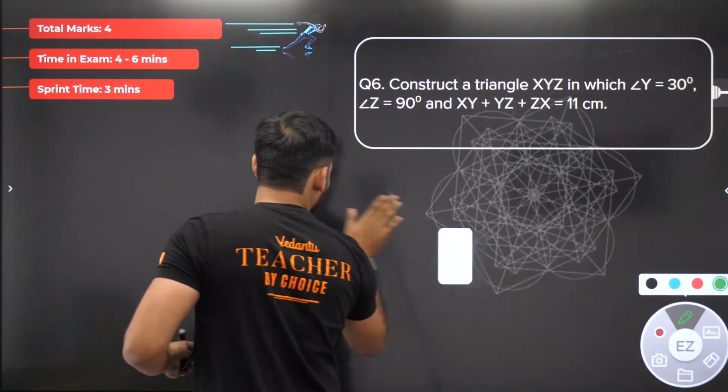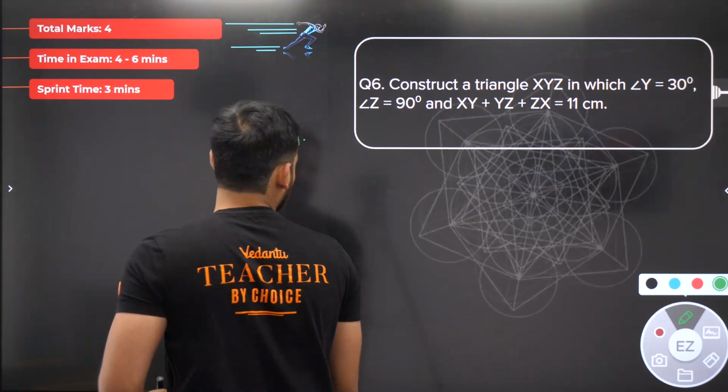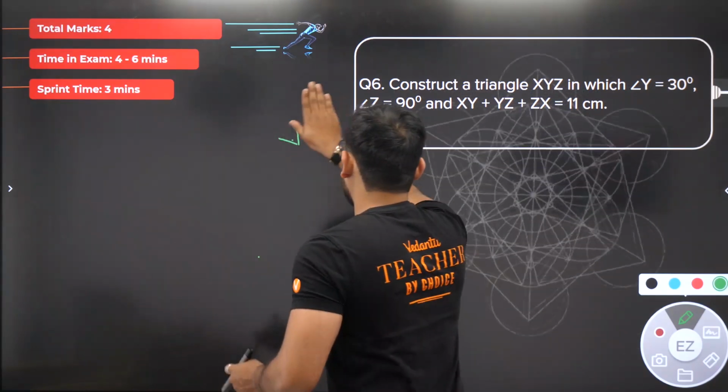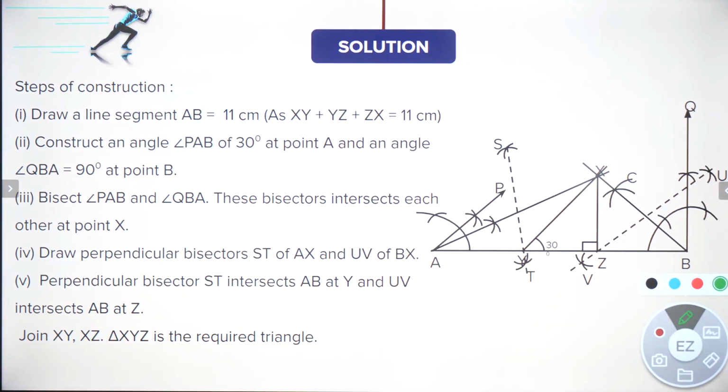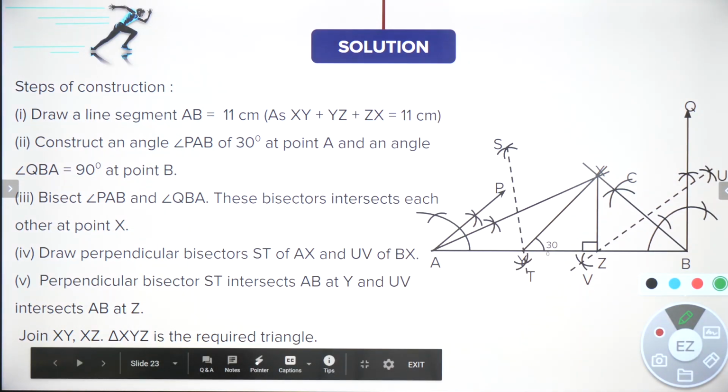This is that same kind of question when the sum of three sides is given and two base angles are given. It is the same type of question. So this is how it can be drawn, children. We have already done this part. Let's move to the next question.